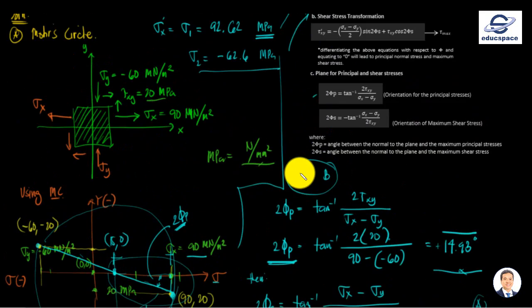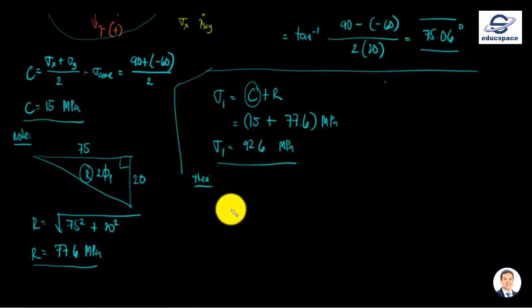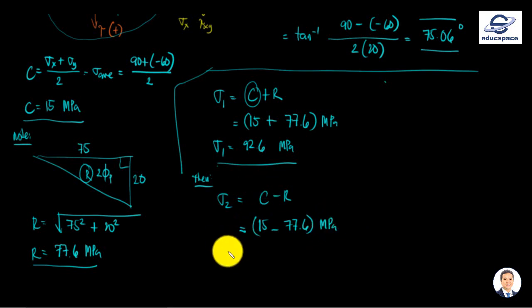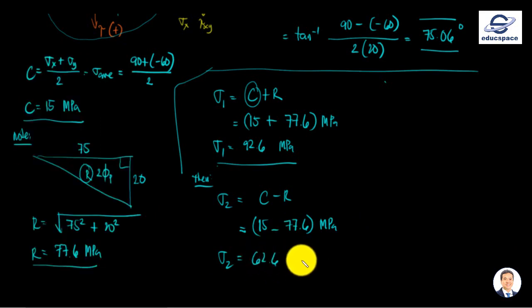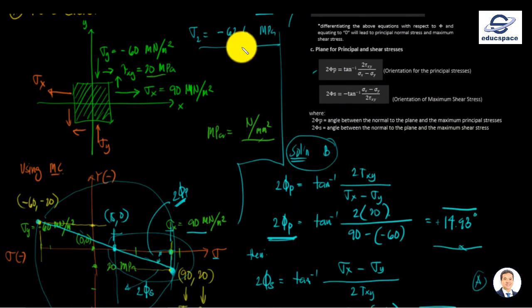megapascal. So again, balikan natin ito. 92.62. So pareho lang. Then, the minimum principal stress is basically C minus R. That is the center, 15 equal sign minus 77.6. Again, the unit of this is in terms of megapascal. Equal sign, 15 minus 77.6. So we have negative 62.6 megapascal, which is equivalent nito.